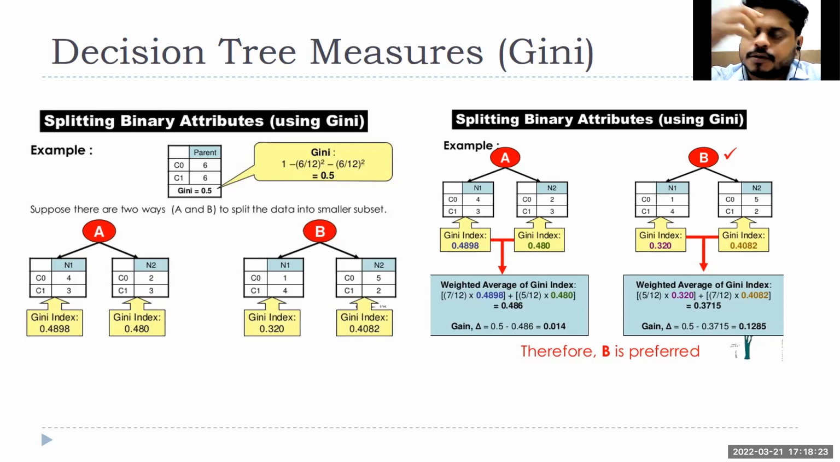Like in your regression, depending upon your R square, if it is improving your R square, you take those variables, right? If the p value is less than 0.05, it has a significant value, and it is improving your adjusted R square or R square, right? Same thing here. The variable which is improving your purity or decreasing your impurity or decreasing the disorder, that you should take as your predictor, right?